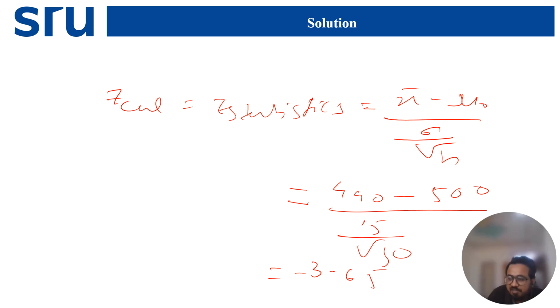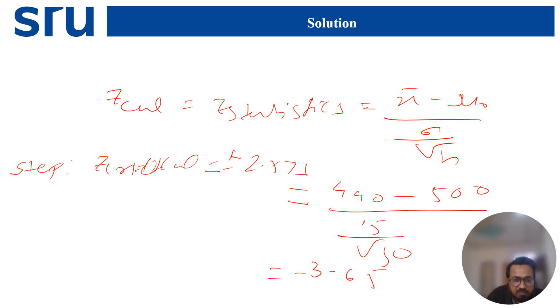What is the critical value? This is again in step 4. What is the Z critical value? Z critical value equal to what? You can see that for a two tail test, this is given as plus minus 2.576.